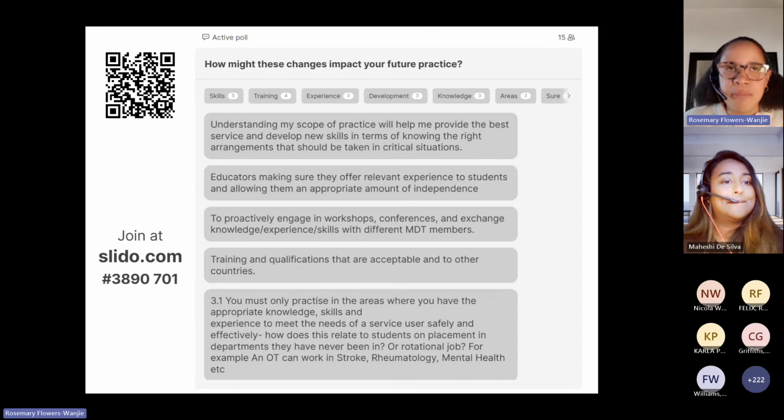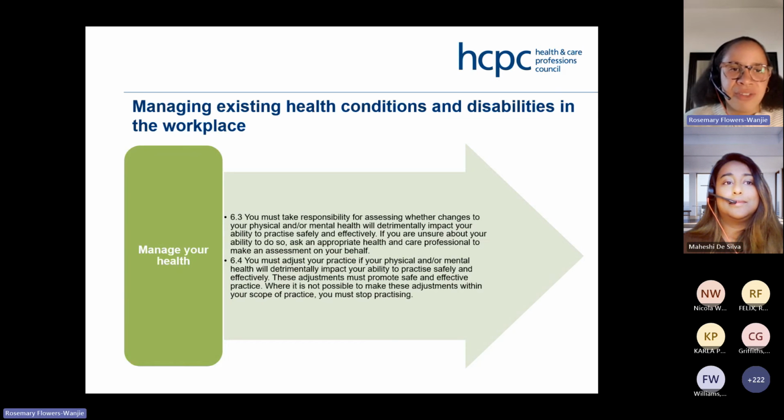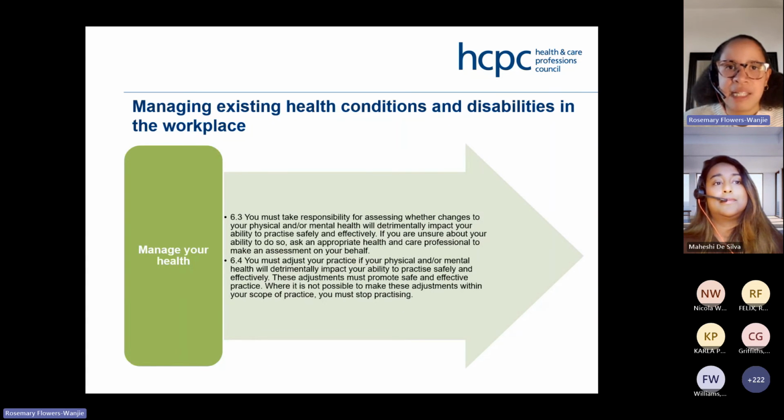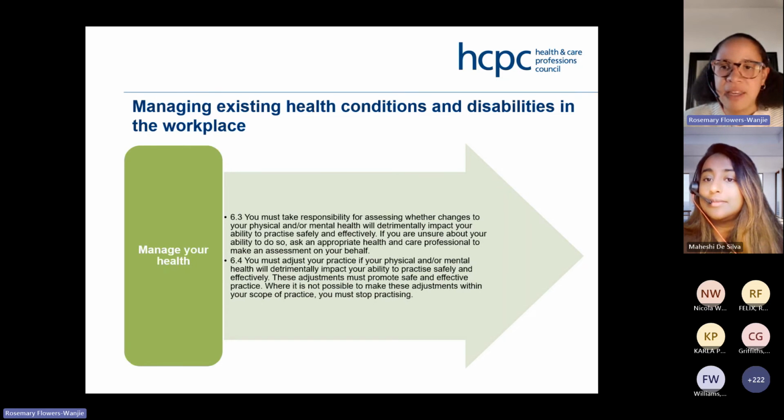Okie dokie, so let's move on to the next theme, which is managing existing health conditions and disabilities in the workplace. So here we have added a new standard 6.3 to make it clear that a registrant's responsibilities are to actively assess the impact that their health has on their practice. Following consultation, we added "or asking an appropriate health and care professional to assess" to standard 6.3. We've also added that in the circumstance that a registrant is unsure of their ability to make an assessment themselves, they should refer to another health and care practitioner to make a health assessment on their behalf. So that's what "or asking an appropriate health and care professional to assess" is all about.